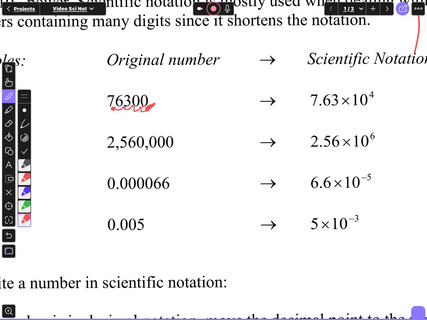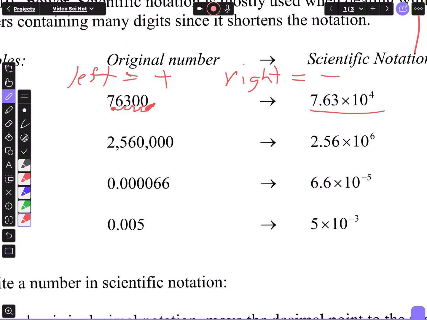So my answer would be 7.63 times 10, and how many places did I move? I moved 4 places to the left. Remember, and you need to write this down, if I move to the left, that is positive places. If I move to the right with my decimal, that would be negative places. Since I moved to the left with a number that's not a decimal, it's going to be positive places. So it would be 7.63 times 10 to the fourth power.